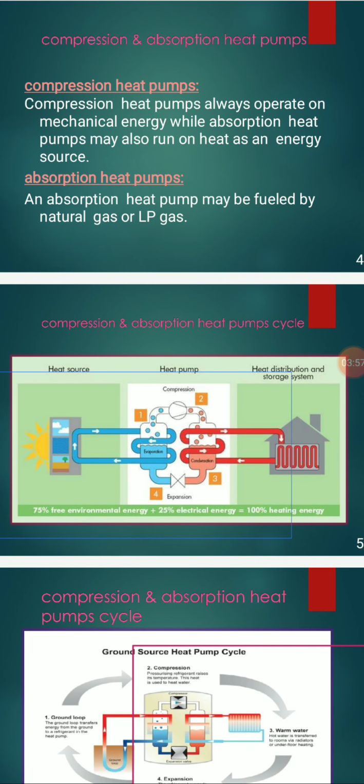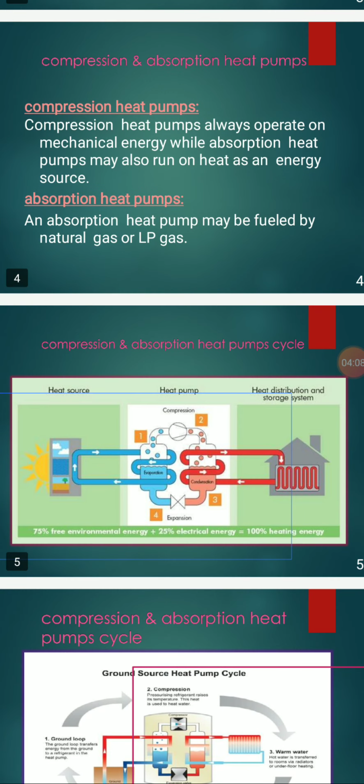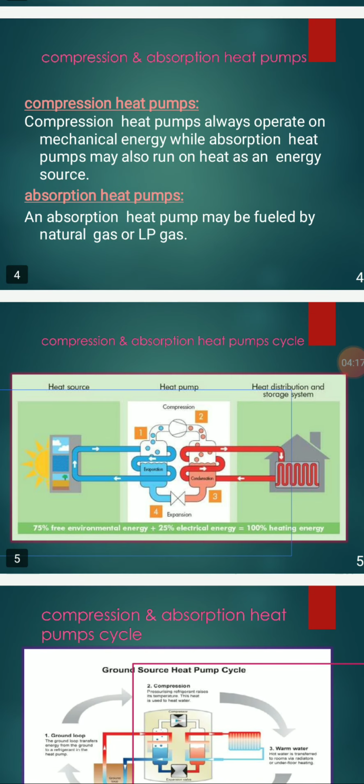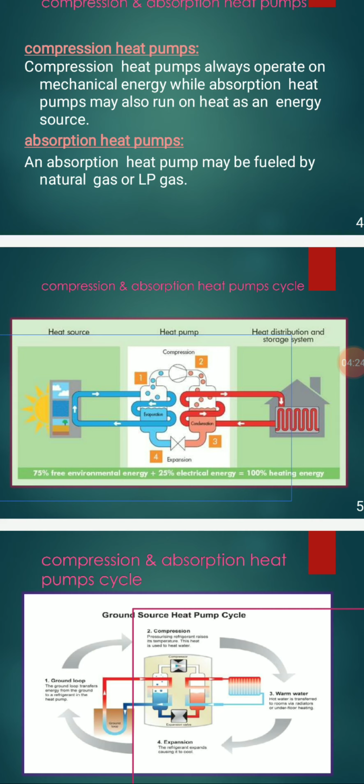Compression heat pumps always operate on mechanical energy, while absorption heat pumps may also run on heat as an energy source. Wherever you take the heat in heat pumps, there must be a source of heat. An absorption heat pump may be fueled by natural gas or LPG, liquefied petroleum gas. Now see a simple figure of compression and absorption heat pump cycles.